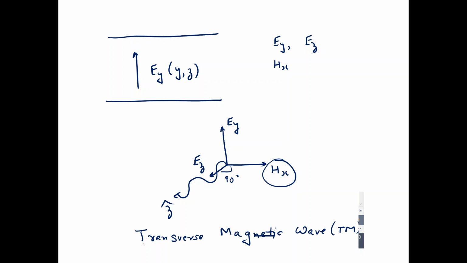This magnetic field is 90 degrees to the direction of propagation, but the electric field has a component in the longitudinal direction. So for this simple problem of bounding the wave in one direction, the y direction, we'll have three different solutions.